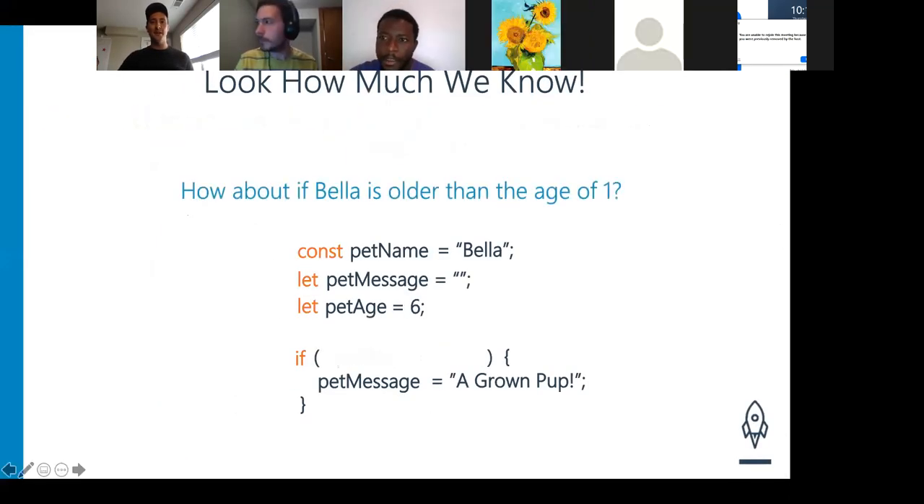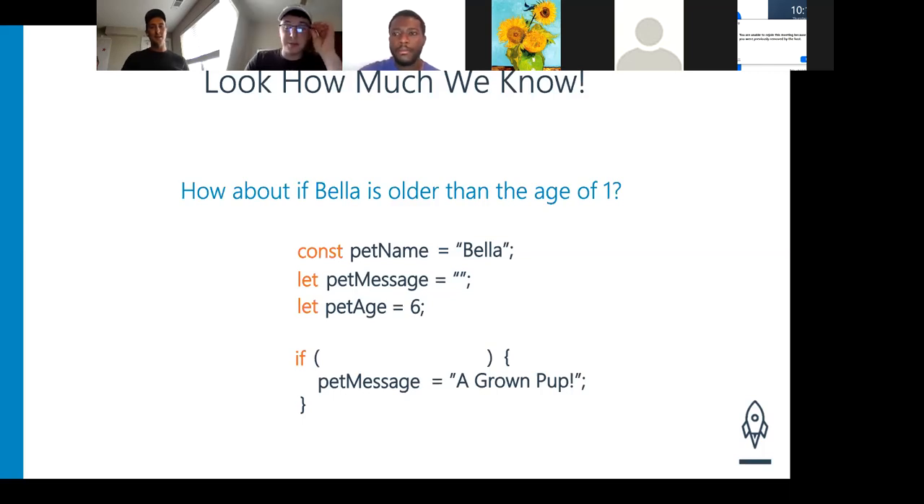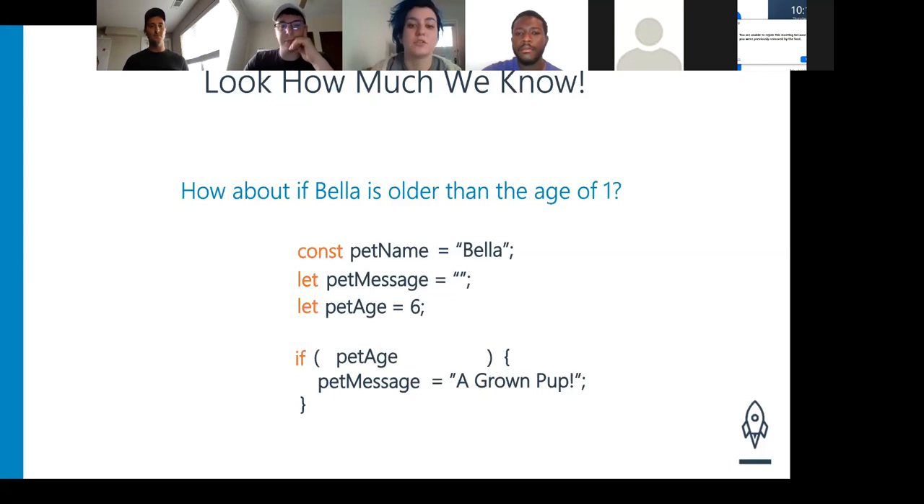We're going to dig a little bit further deep into here. What about if Bella is older than the age of 1? Then I want to say she's a grown pup. What would my conditional look like for this one? If Bella. If pet age. Please feel free to keep out the pet name on this one. I assume that might have been confusing. I apologize. We're just going to deal with pet age here. So I heard pet age. If pet age is greater than 1. Very good. It's greater than 1. Awesome job.